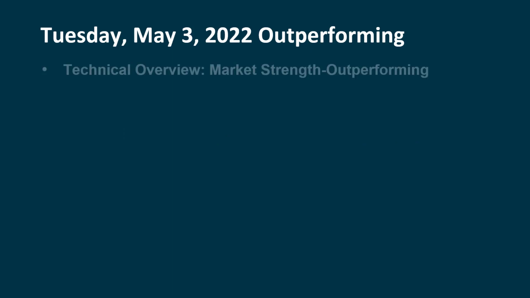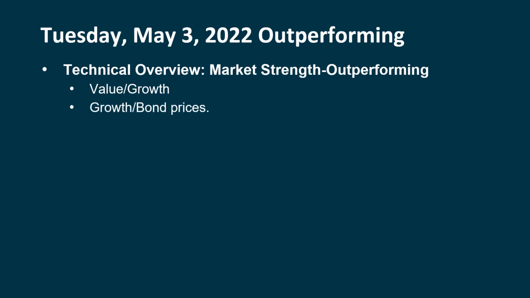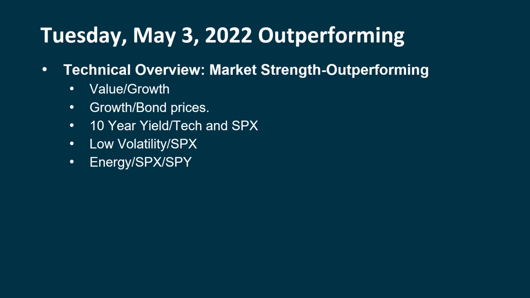As far as the technicals, those things that are outperforming, this really hasn't changed since yesterday. Value is outperforming growth. Growth is outperforming bonds. Interest rates are outperforming tech and the S&P. The low volatile stocks, which are more value oriented, are outperforming the S&P. Energy is outperforming the S&P as well as the SPY. Energy is outperforming tech. Energy is outperforming everything.